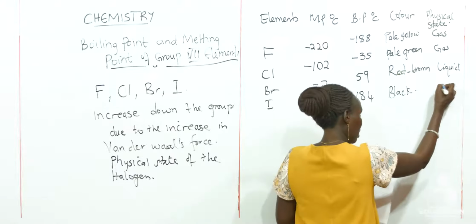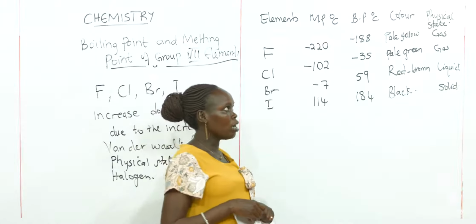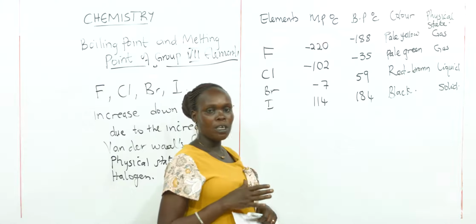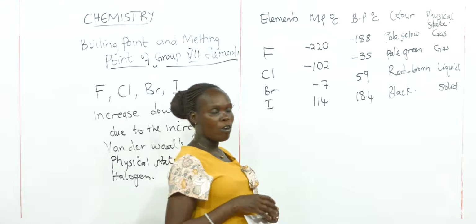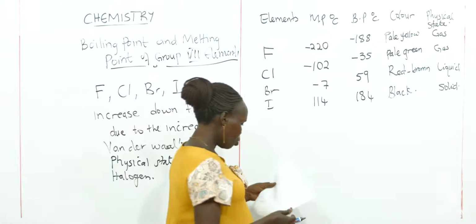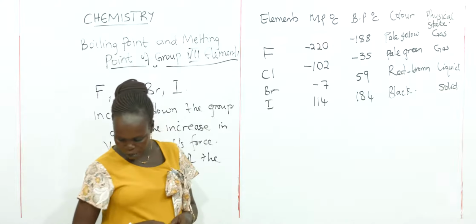So iodine is considered to be a black solid, while bromine is considered to be a red brown liquid, and chlorine is considered to be a pale green gas, while fluorine, the first element, is considered to be a pale yellow gas. So they all have different physical states depending on the effect of the van der Waals forces. So we are going to see the chemical properties of these various elements.